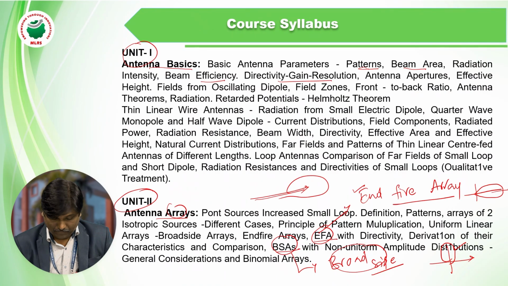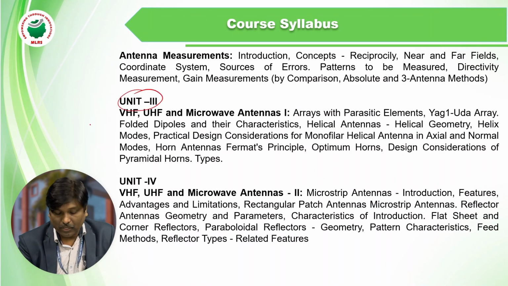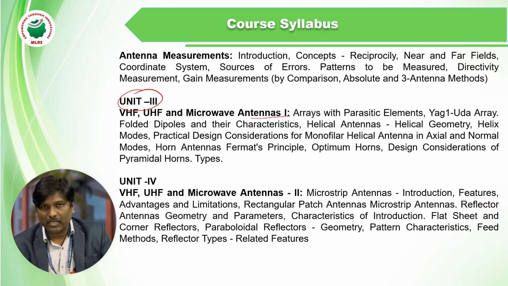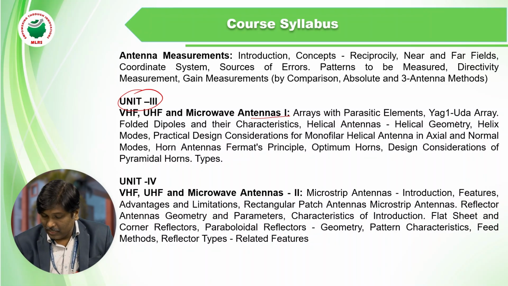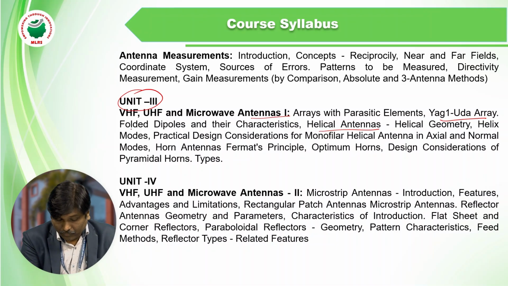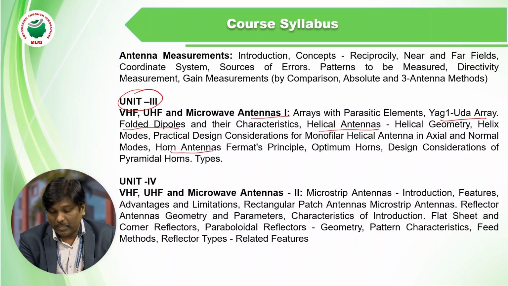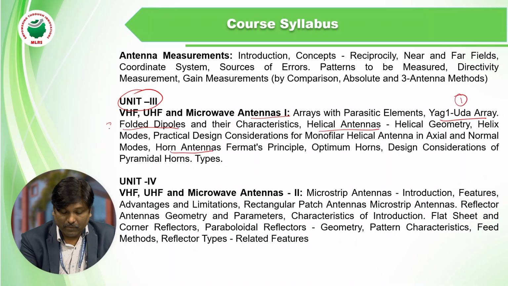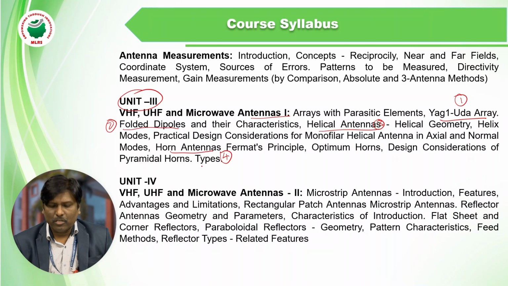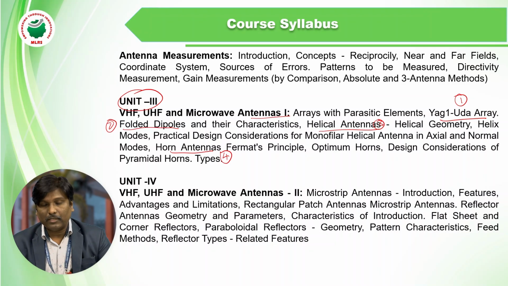Now I come to module 3, unit 3. In unit 3, as its name says, it is VHF, UHF and microwave antennas 1. What are the different types we learn here? Yagi-Uda array, that means the Yagi-Uda antenna, and the second one is the helical antenna. Third, the folded dipole is also there, and the horn antenna. So one is Yagi-Uda, second is folded dipole, third is helical, and fourth is the horn antenna. These four different types of antennas we can study in the third module.